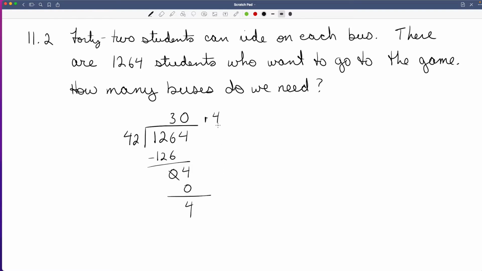So what we need to do is add another bus to bring those last 4 students to the game. So you'll have 30 full buses and 1 partially filled bus, right? So 30 buses will have 42 students.